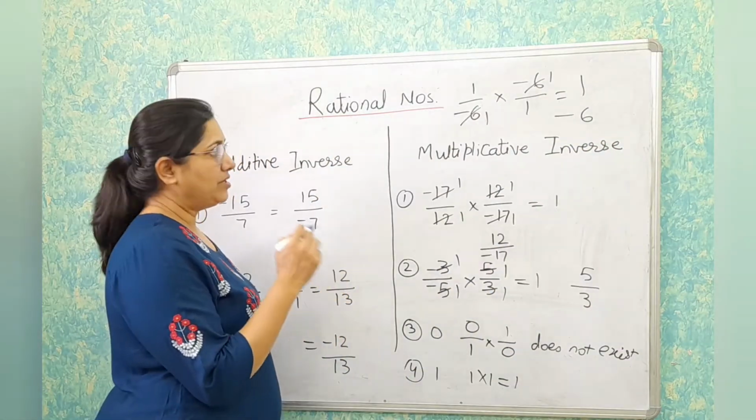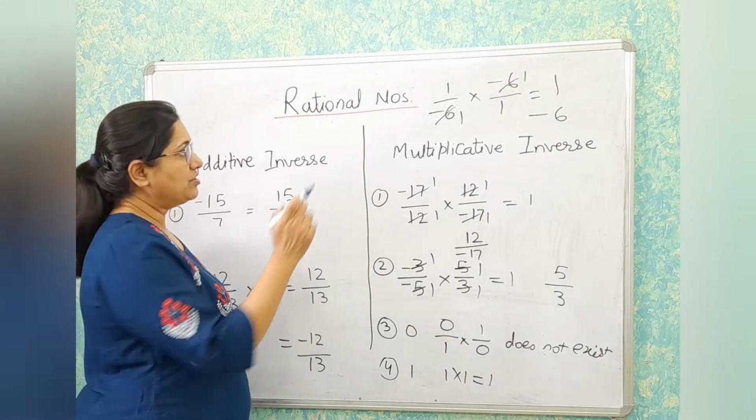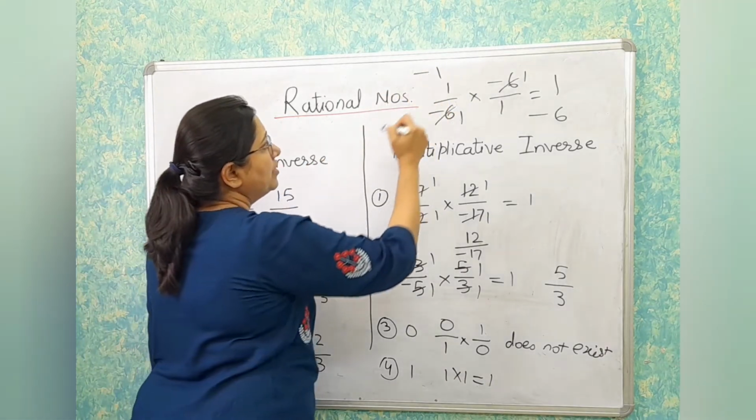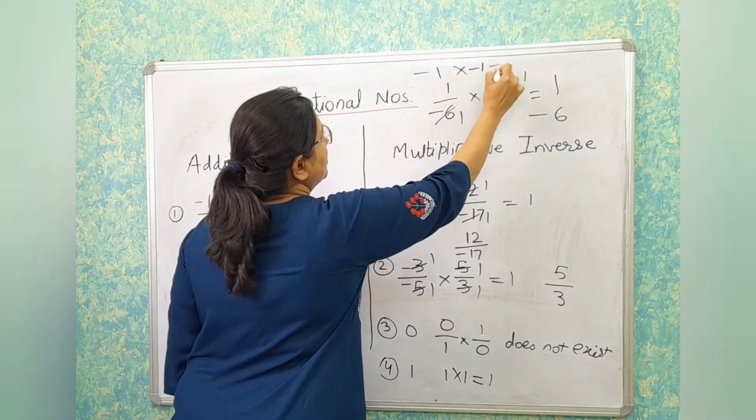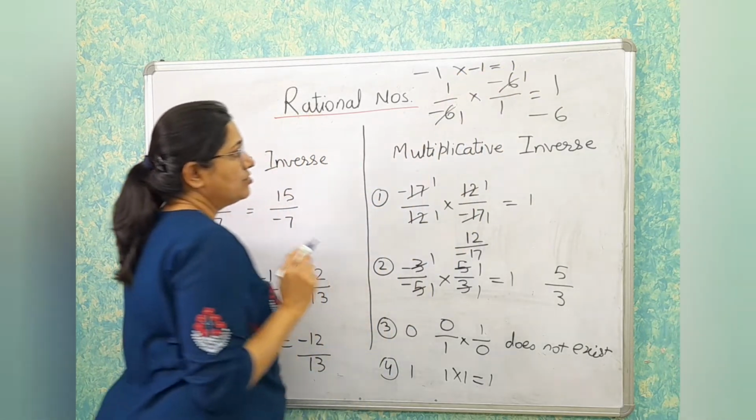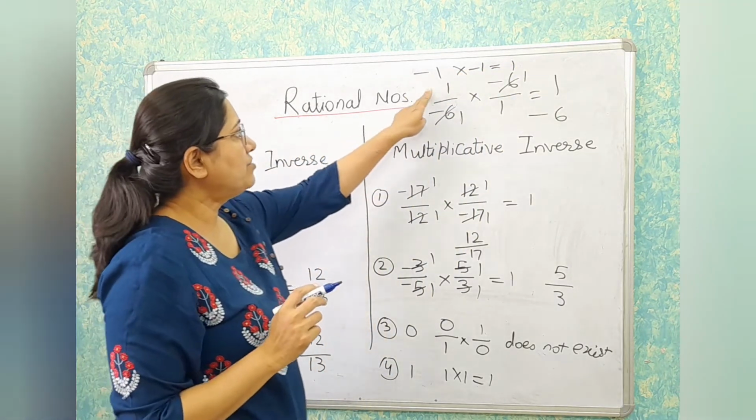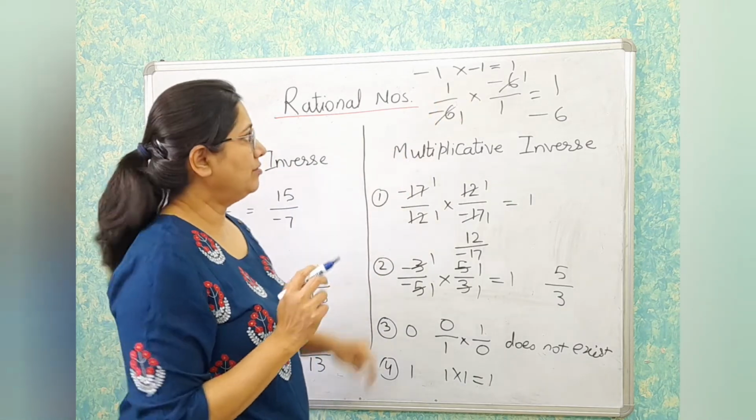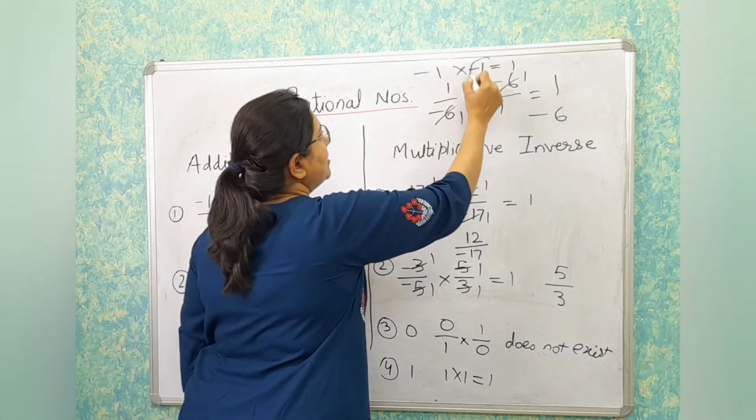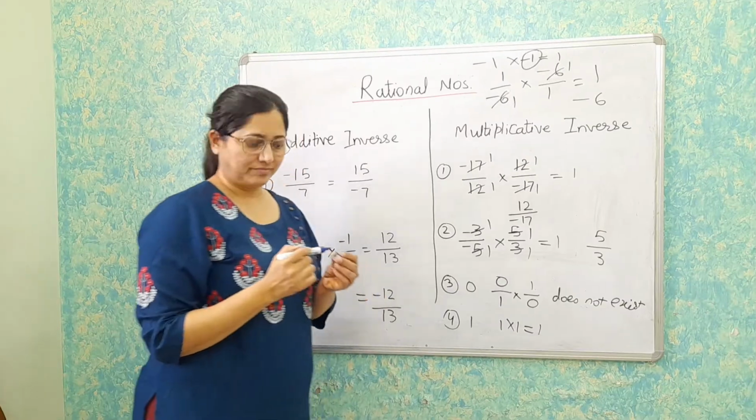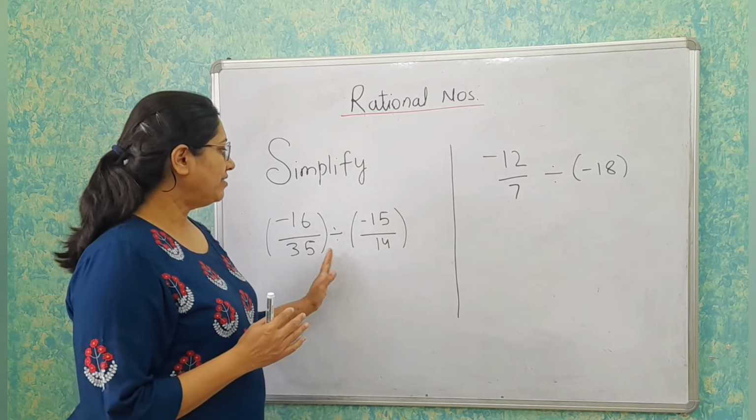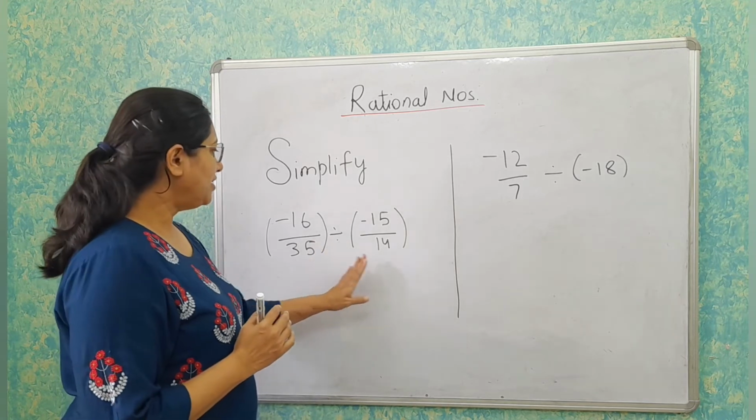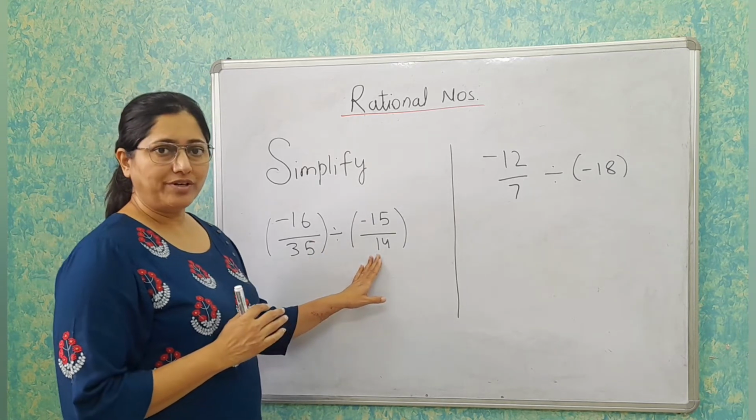Take one more example. What is the multiplicative inverse of minus 1? You know that if I multiply minus 1 with minus 1, then only I will get 1. So multiplicative inverse of minus 1 is minus 1 only. So minus 1 is the answer. In this segment you will learn how to divide rational numbers. See, these are two rational numbers and we have to divide them.